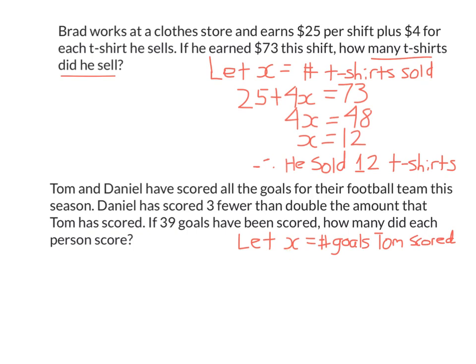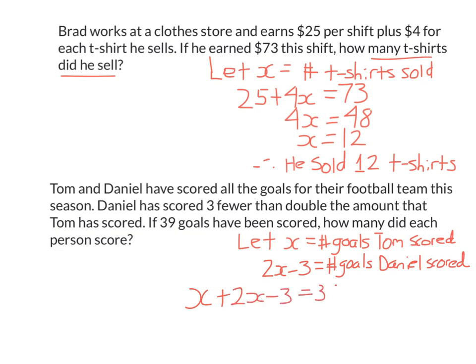So instead of writing y as the number Daniel scored, we want to write the number that Daniel scored in terms of x. So if Tom scored x goals, then Daniel scored double the number that Tom scored minus 3. 2x minus 3 is the number of goals Daniel scored. So now we can form our equation. The number that Tom scored plus the number that Daniel scored is equal to 39.